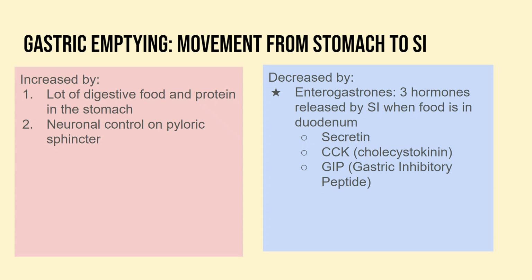It's increased by a lot of food and protein in the stomach. So if you think about that logically, that makes sense. The stomach has a lot of food and protein, so then that promotes the food being moved from the stomach to the small intestine. And then there's also neuronal control on the pyloric sphincter in between the stomach and the small intestine that helps promote opening of the sphincter and moving food from the stomach to the small intestine.